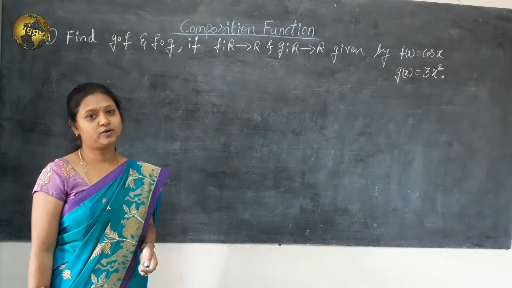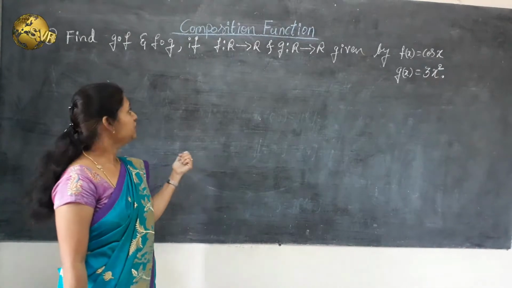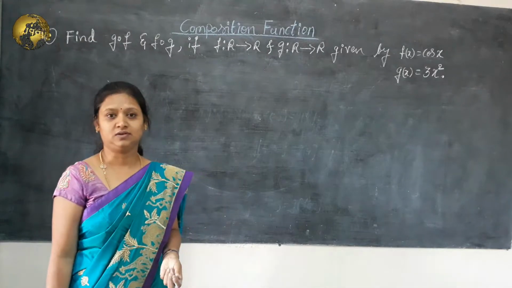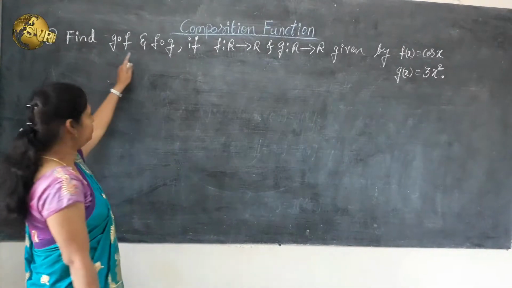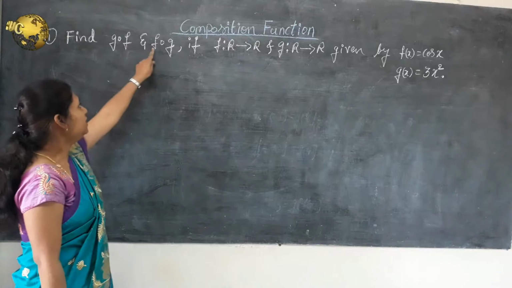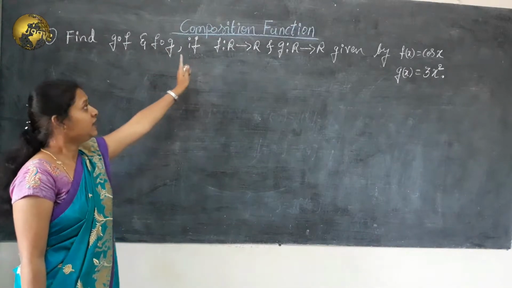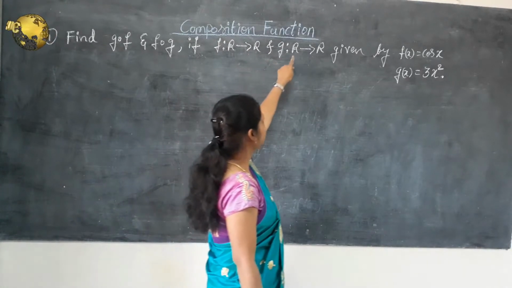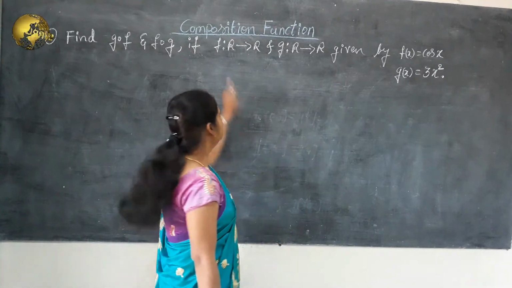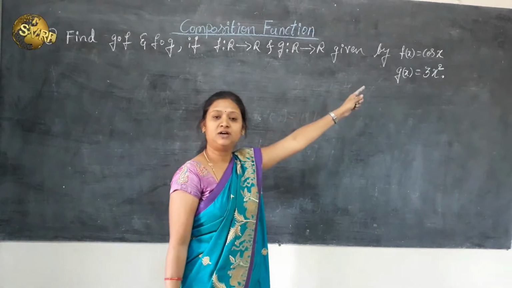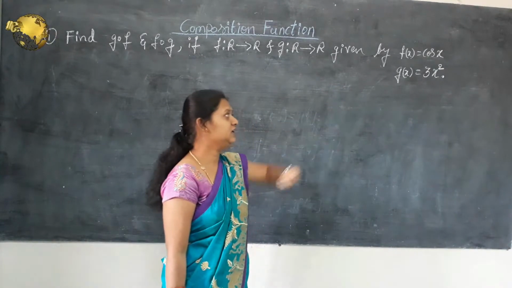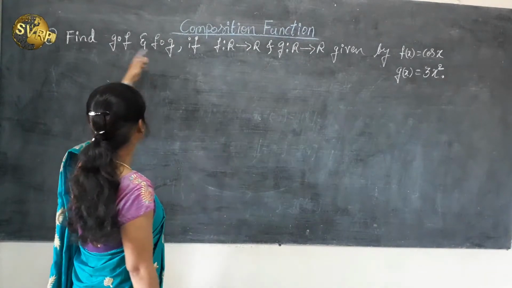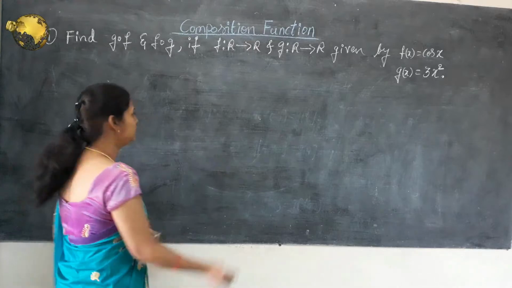Let us see one more problem on composition functions. This kind of problem will be asked for 2 marks in the exams. Here I have to find g composition f and f composition g. f is a function from R to R, and g is also a function from R to R. f of x is given by cos x, and g of x is given by 3x square. Let us see whether they both are equal or not. Okay, in the solution.